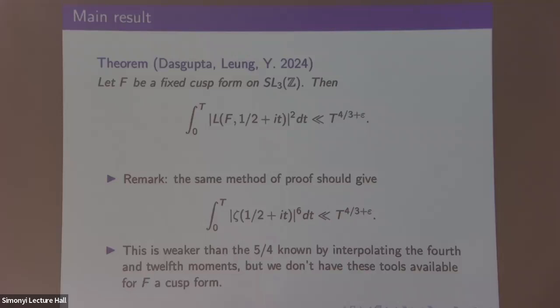We didn't actually check it, but you should be able to do the same proof with the Eisenstein series, and so this should prove that the sixth moment of zeta is bounded by t to the 4/3. Which is not as good as the 5/4 that I mentioned earlier that you would get by interpolating the fourth moment and the 12th moment. But on the other hand, for a GL3 cusp form, you don't have those tools available.